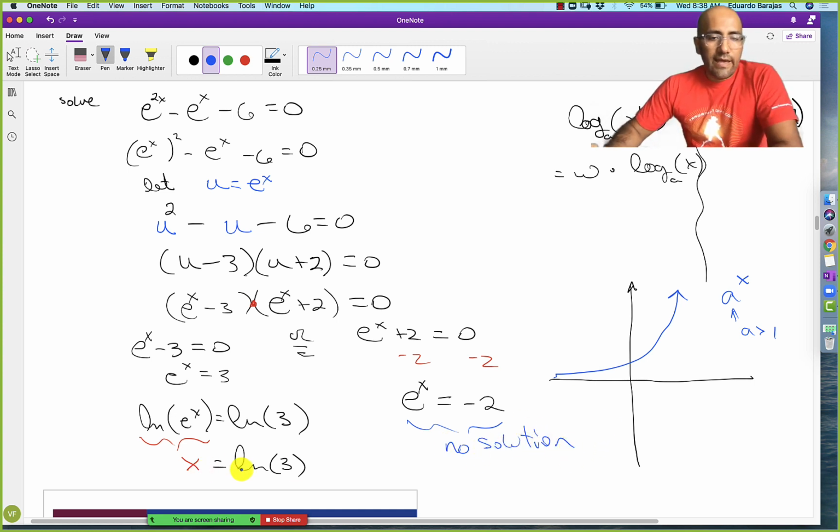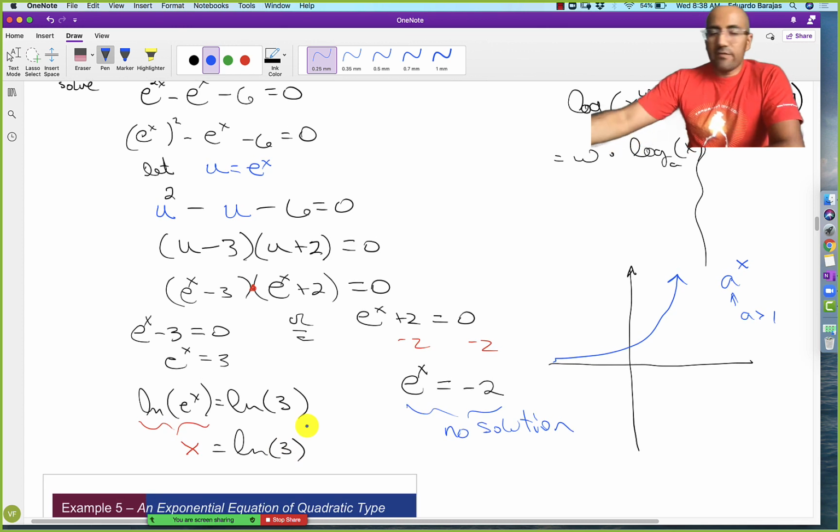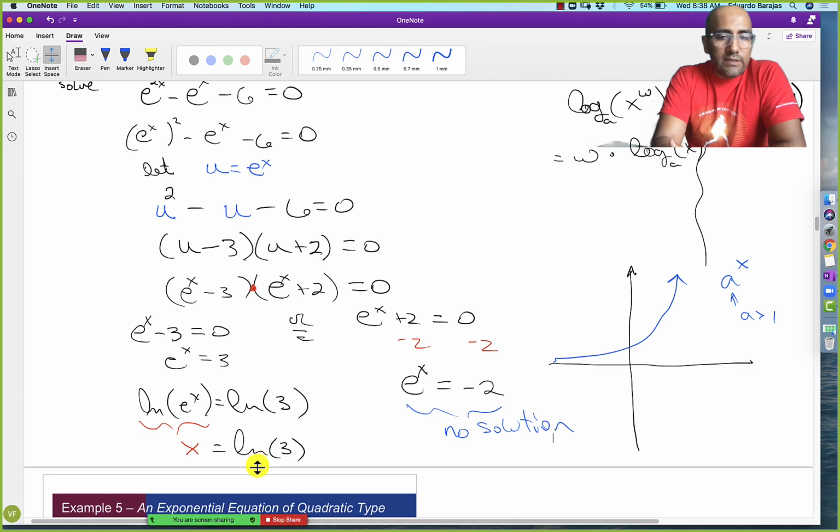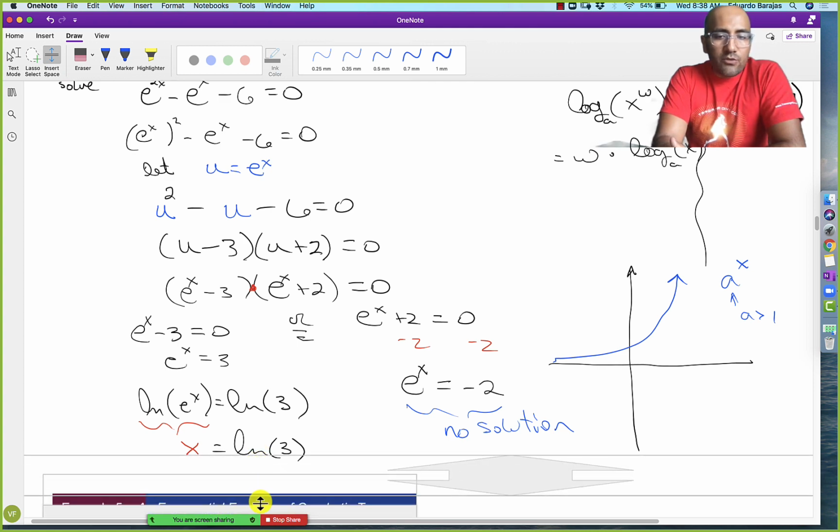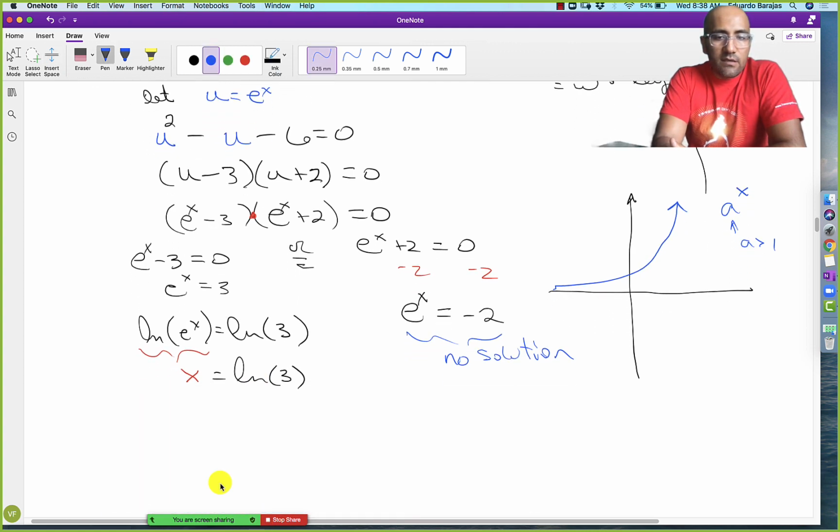So the only answer we have is x equals ln of 3. Now we can leave it like that as an exact answer. Or again, we can use our calculator to turn it into a decimal approximation. And if we turn it into a decimal approximation, then it becomes easy to again use our calculator to check and verify that in fact this is the right answer.